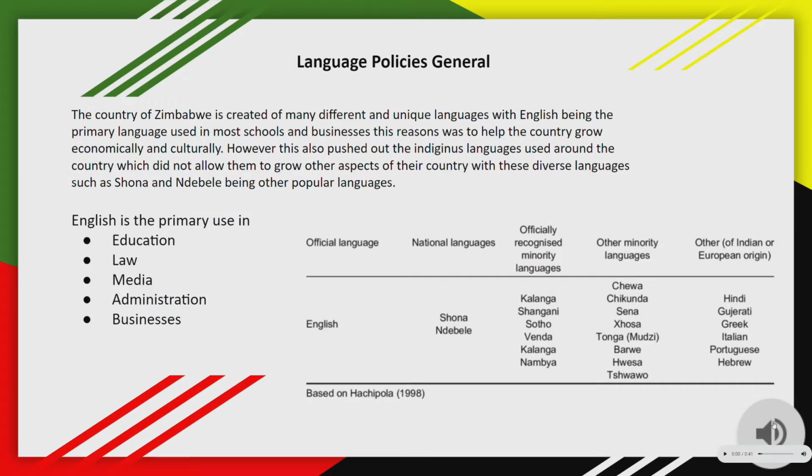The country of Zimbabwe is created of many different and unique languages, with English being the primary language used in most schools and businesses. This was put in place to help the country grow economically and culturally. However, this also pushed out the indigenous languages used around the country, which did not allow them to grow other aspects of their country with these diverse languages, such as Shona and Idambela, being other popular languages. English is the primary use in education, law, media, administration, and businesses.